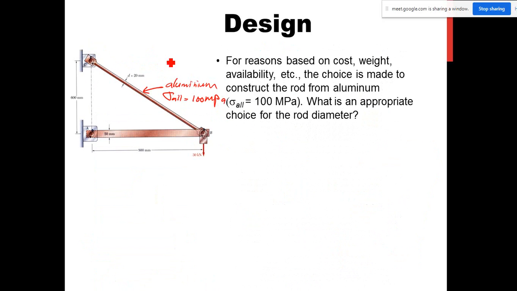And if you use the same rod diameter of 20 mm, what happens? The material will fail, because the stress if you use 20 mm is 159 megapascal, whereas sigma allowable is only 100 megapascal. The allowable stress is only 100 megapascal, but the stress if you use 20 mm diameter is 159. So that means the structure will fail.